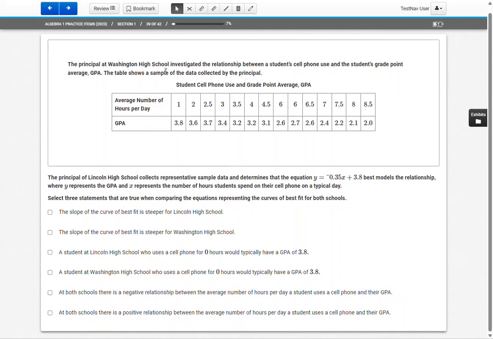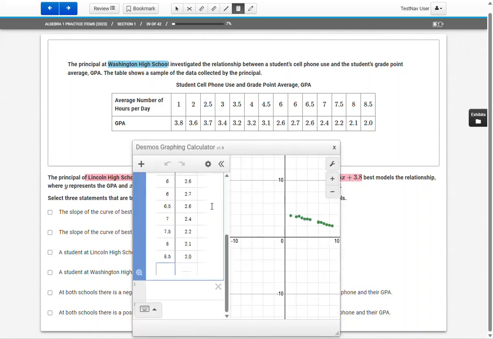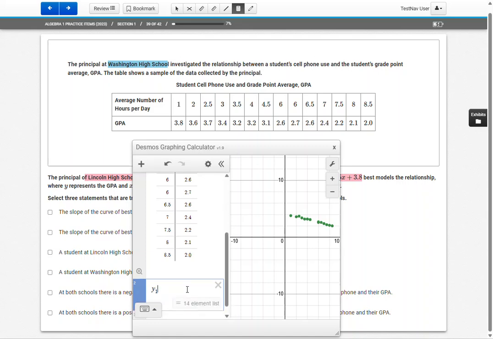Alright, so this one, it says the same thing here, but it says the principal at Lincoln High School. So this one is another high school. The first one is Washington, and this one is a Lincoln High School. Collects data for his school and determines that the equation for the best fit is right here. So this is for Lincoln. I don't have the equation for Washington, but I can go ahead and build one in Desmos since I already have the table in here. I just have to do the linear regression. So y1 regressed against ax1 plus b. That's the linear one.